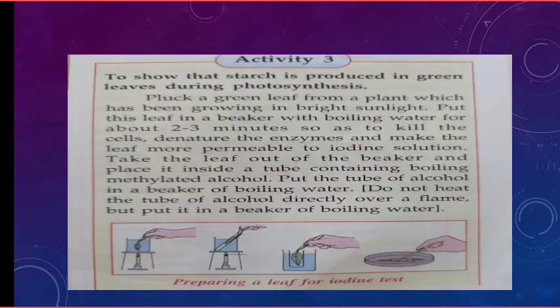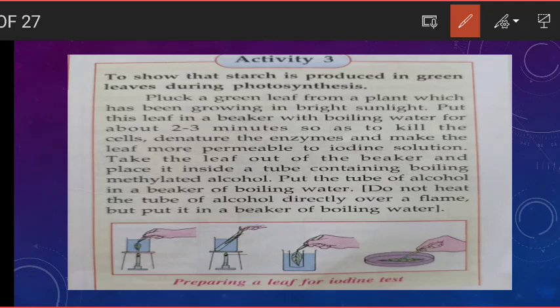Now next is activity 3. Activity 3 is to show that starch is produced in green leaves during photosynthesis. For this, pluck a green leaf from a plant which has been growing in bright sunlight and put this leaf in a beaker with boiling water for about 2 to 3 minutes so as to kill the cells, denature the enzymes and make the leaf more permeable to iodine solution.